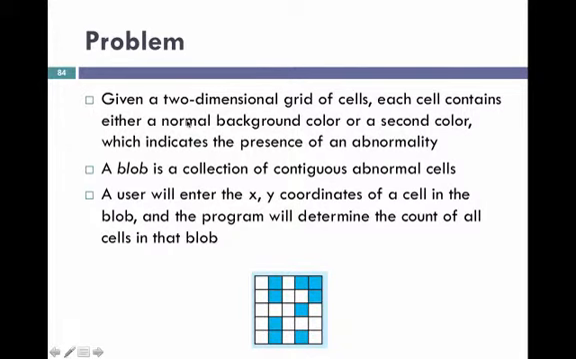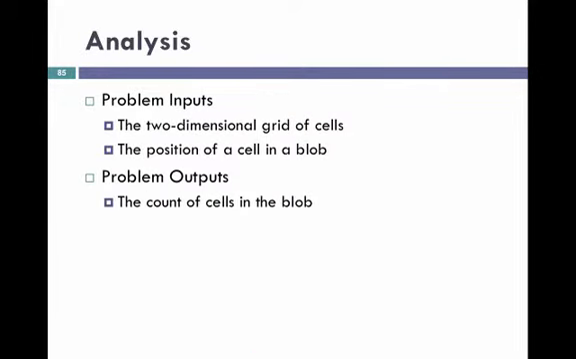Given a two-dimensional grid of cells, every cell would have either a normal background color or a secondary color, which could indicate the presence of an abnormality. A blob is a collection of contiguous abnormal cells. A user will enter the XY coordinates of a cell in the blob, and the program will determine the count of all cells in that blob. So the inputs are a two-dimensional grid of cells and the position of a cell in the blob, and the output is the count of cells in that blob.